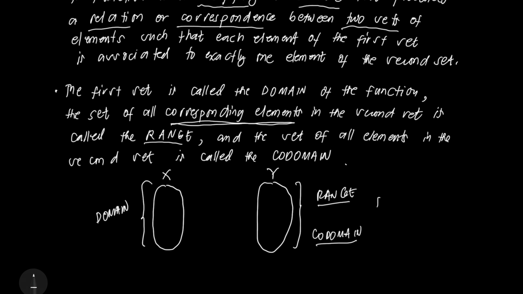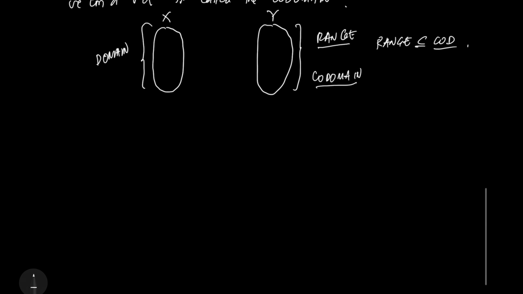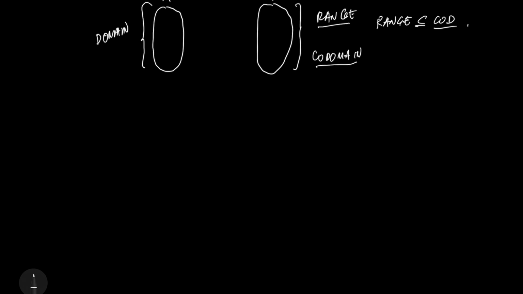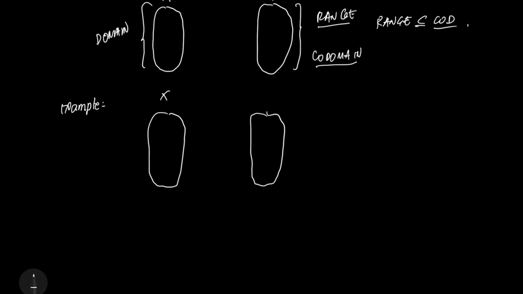So basically, range is just a subset of codomain. Let's have an example. So if we have this mapping, this is X, this is Y. If this is X sub 1, X sub 2, X sub 3, Y sub 1, Y sub 2, Y sub 3.